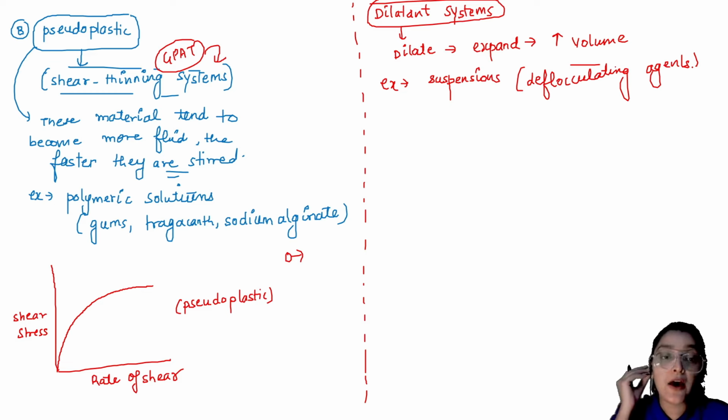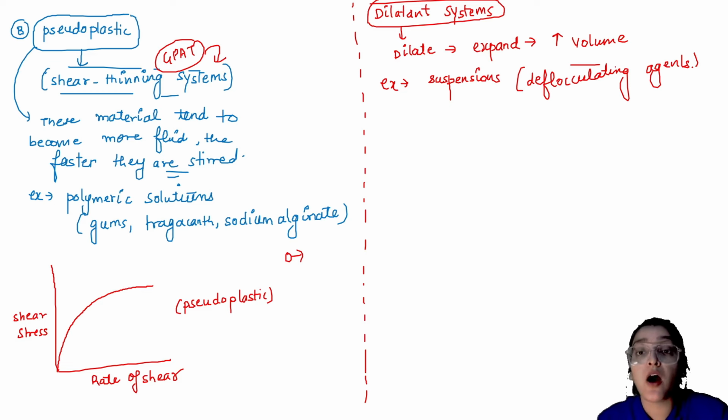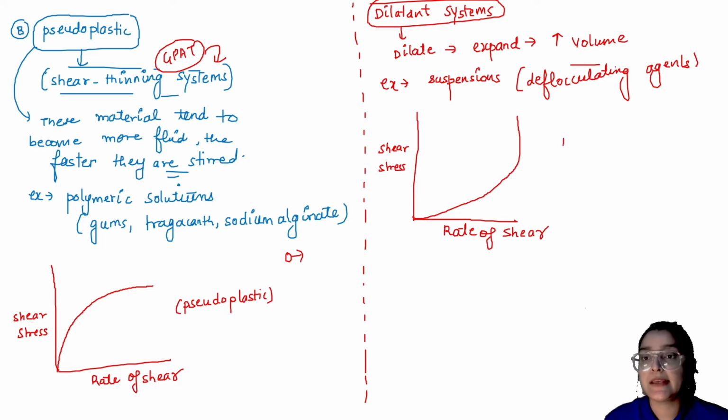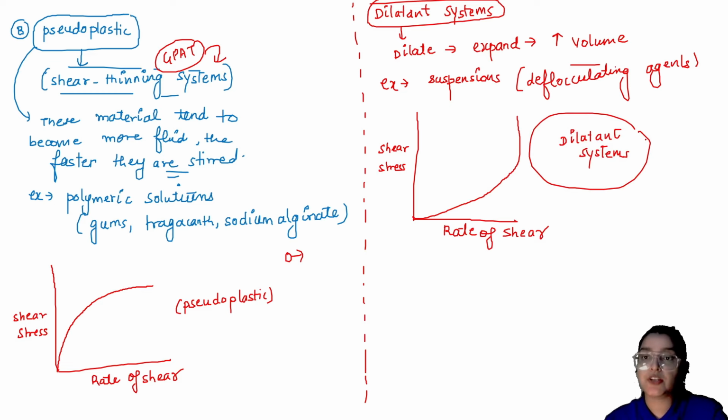Okay, students, we have seen in case of plastic material how the rheogram was made, and in case of pseudoplastic material also how the rheogram is maintained. In case of dilatant systems, you should see here the shear stress and the rate of shear when plotted. These are plotted like this. This represents the dilatant systems. Very important. A question can be asked directly.